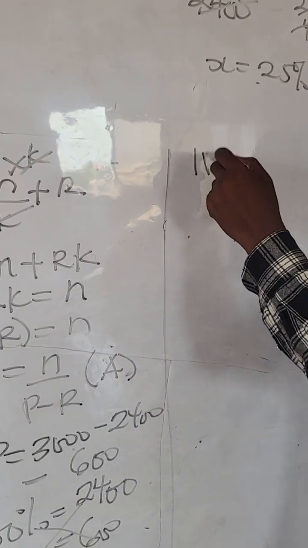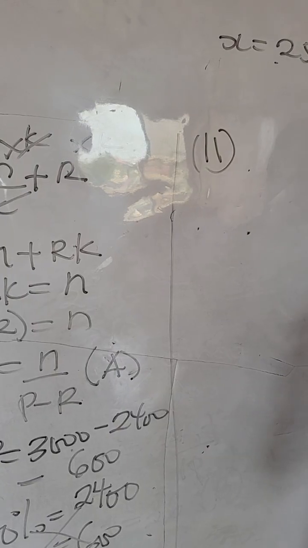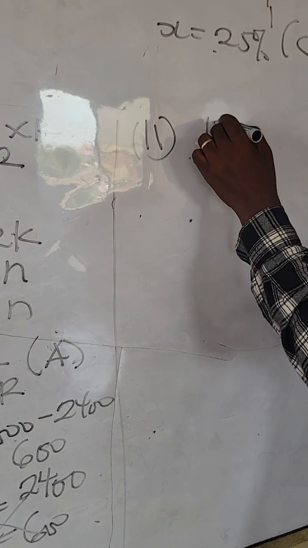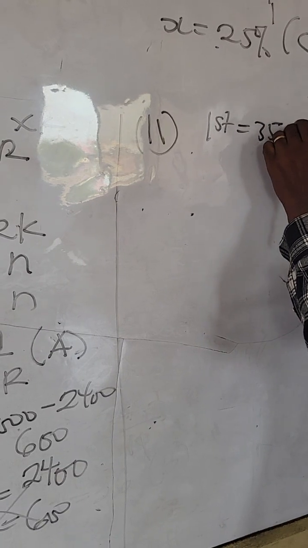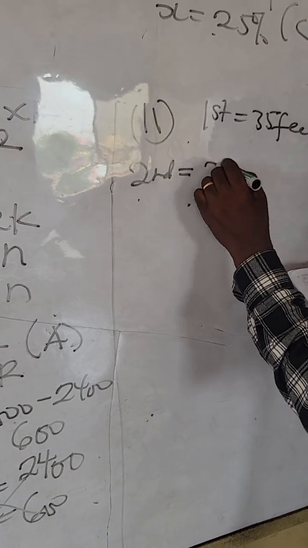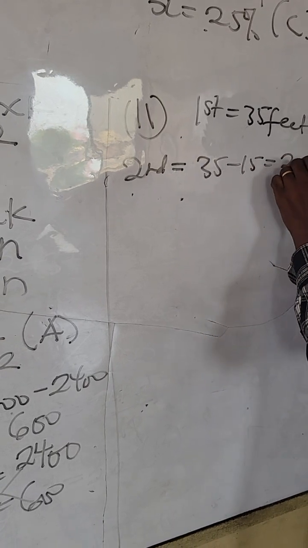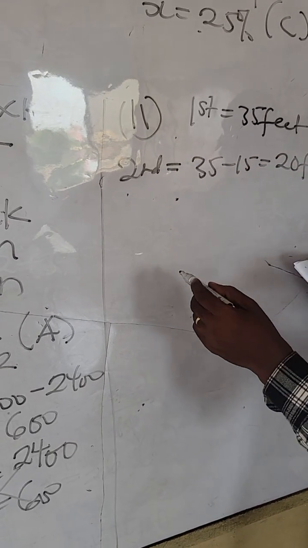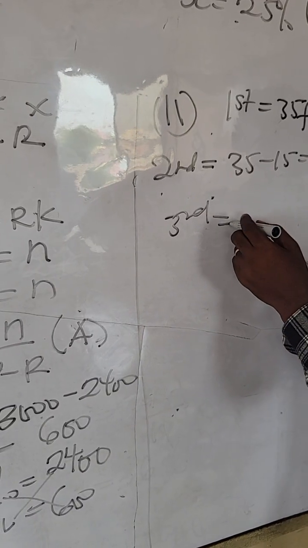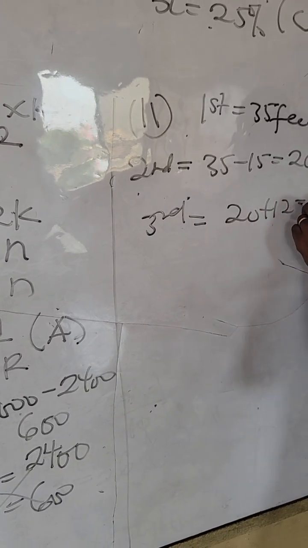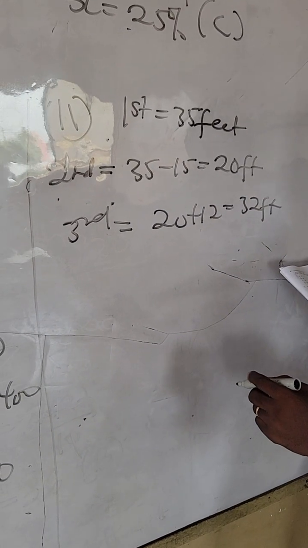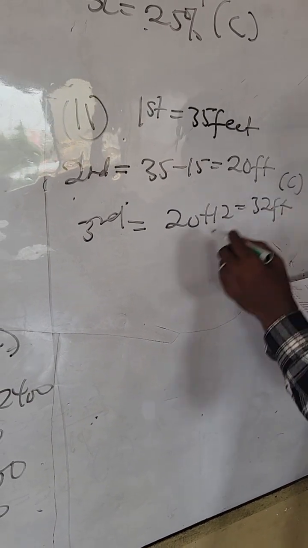Number 11. The lengths of 3 roads: the first is 35 feet, the second is 15 feet shorter, so 35 minus 15, and that's 20 feet. The third is 12 feet longer than the second, so 20 plus 12, and that's 32 feet. Find the length of the third road: 32 feet, option C.